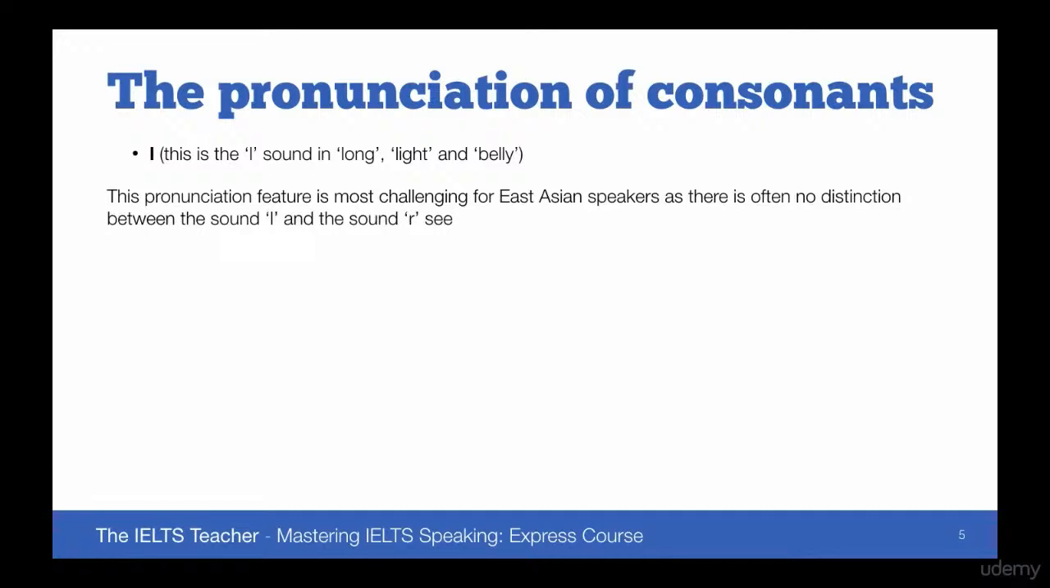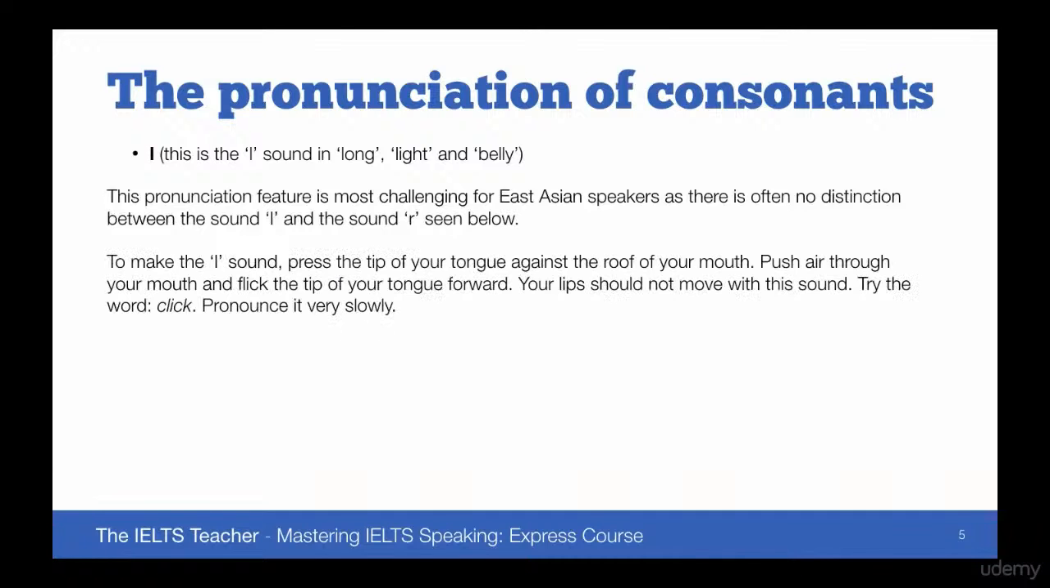You need to press the tip of your tongue against the roof of your mouth. So just behind the teeth, but not on the teeth, but on the roof of your mouth. Push air through your mouth and then flick the tip of your tongue forward. Now your lips should not be moving at all as you produce this sound, so try to keep them stationary. Try the word click, click.